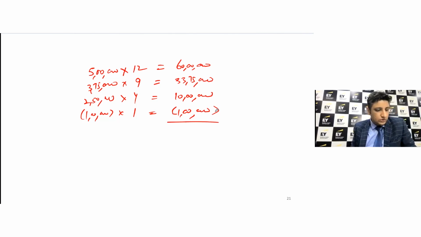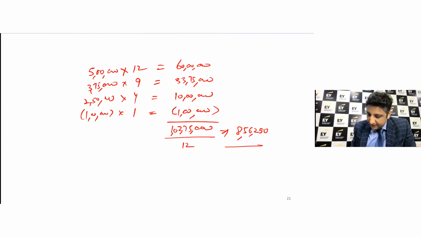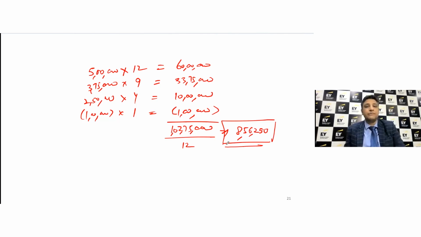So when I look at the total, this becomes 1,02,75,000. Right, so 1,02,75,000 divided by 12 gives me my weighted average number of shares outstanding under the context of earnings per share, or EPS, under Ind AS 33.